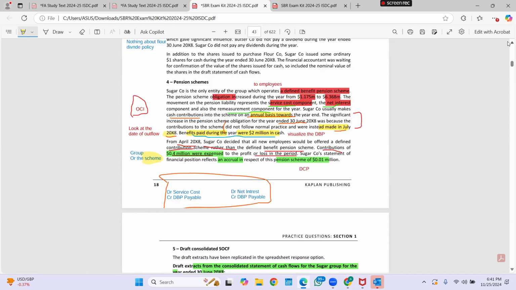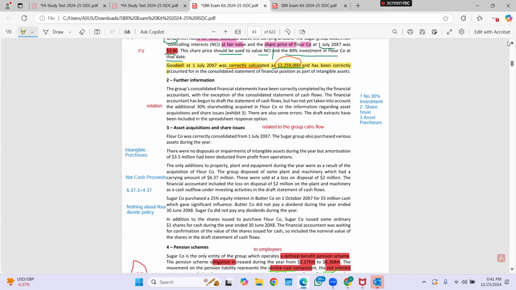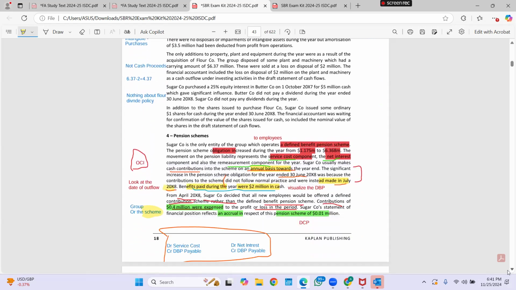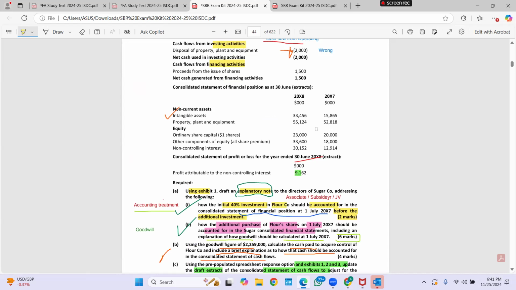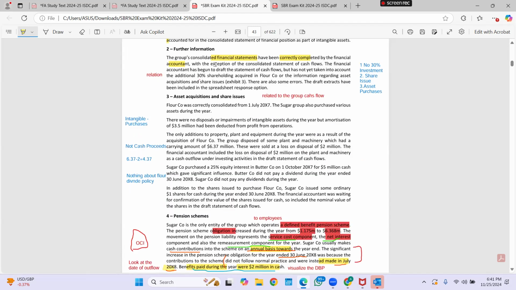Okay. To do that, we have to go and read exhibit 1, 2, and 3, of which I will only be reading 2 and 3 for you all. The group consolidated financial statements have been correctly completed by the financial accountant. So that means this data is 100% correct, right? SOFP and SOPL, right? Except for your statement of cash flows.